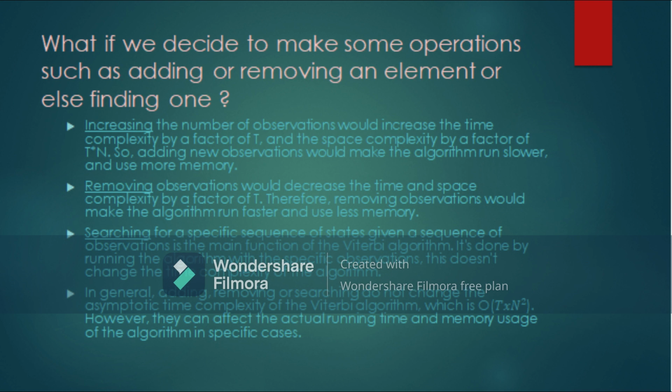Searching for a specific sequence of states given a sequence of observations is the main function of the Viterbi algorithm. It is done by running the algorithm with the specific observations. This doesn't change the time complexity of the algorithm. In general, adding, removing, or searching do not change the asymptotic time complexity of the Viterbi algorithm, which is O(t times n squared). However, they can affect the actual running time and the memory usage of the algorithm in specific cases.